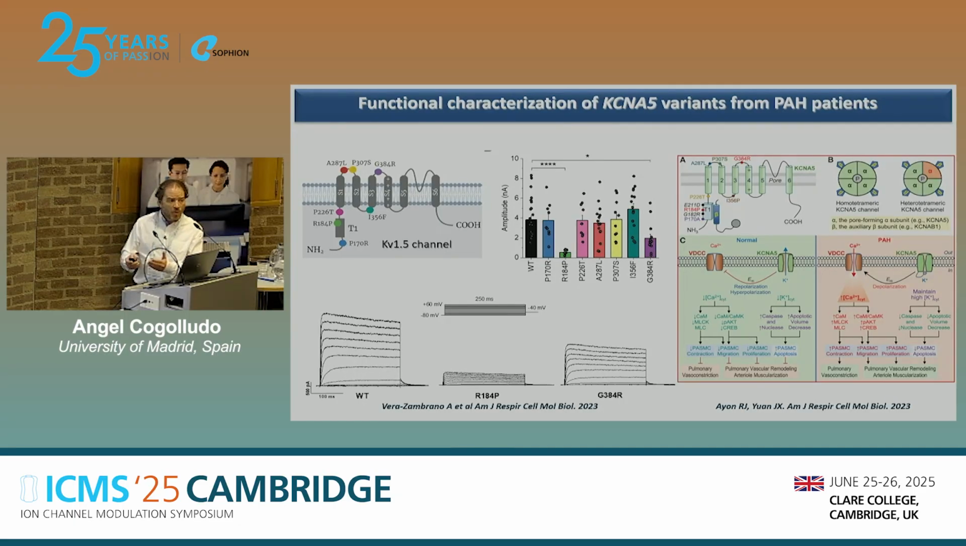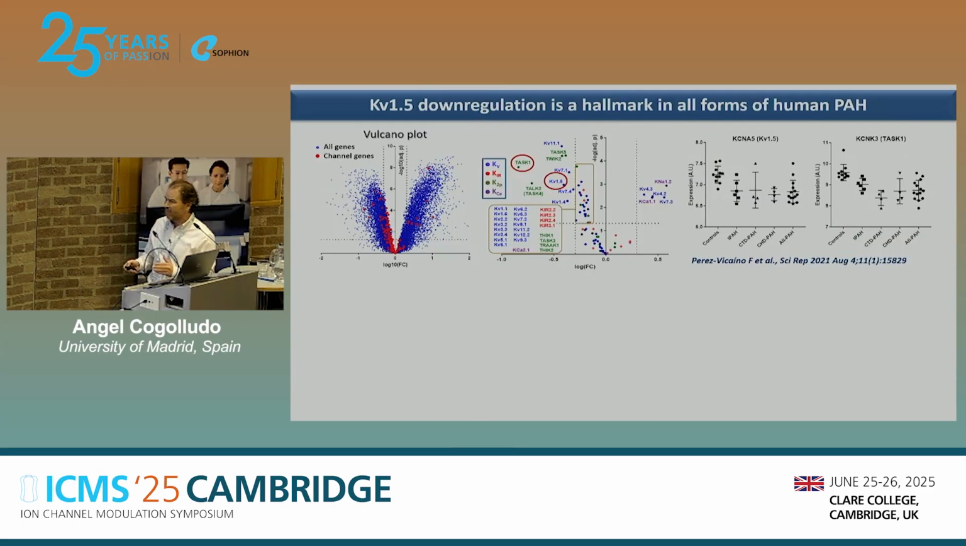So these data support the notion that Kv1.5 channel impairment may contribute to the genetic forms of pulmonary arterial hypertension by leading to a more depolarized membrane potential, increasing vasoconstriction and remodeling. But what about the non-genetic forms of pulmonary arterial hypertension? Well, we have vast evidence showing a consistent downregulation or impairment of Kv1.5 channels in different models or tissues from PH patients or experimental models.